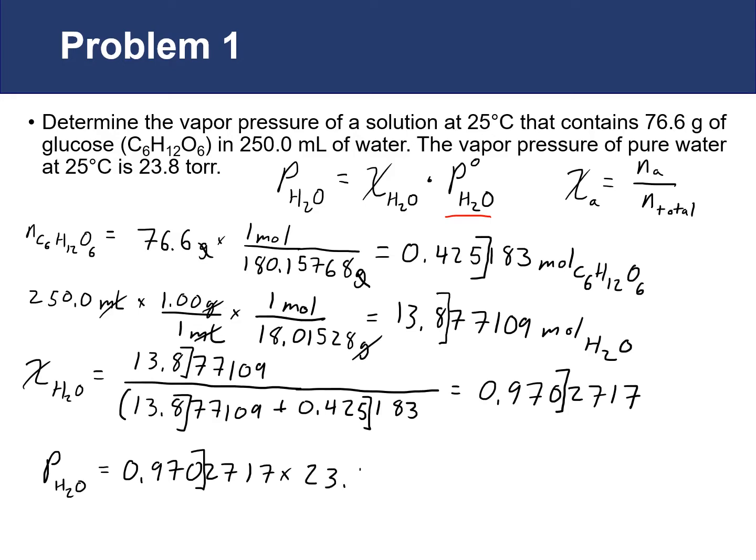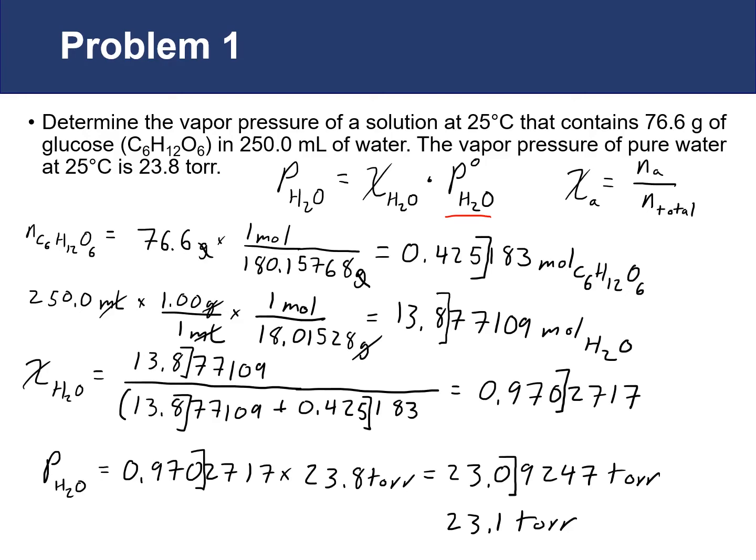is 23.8 torr. If you plug this into your calculator, you will get 23.09247 torr. In terms of significant figures, we will have 3 for our answer. So our end answer would be 23.1 torr. If we wanted it to be in a different pressure unit, we could then apply the necessary conversion factor at this point.